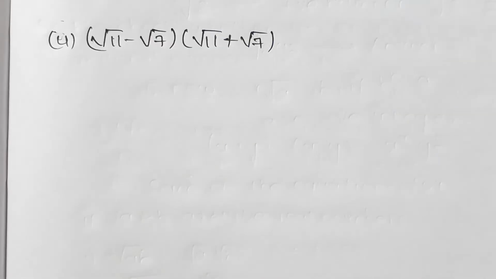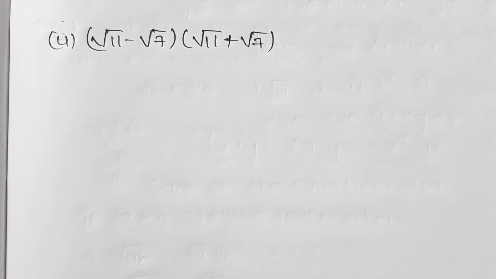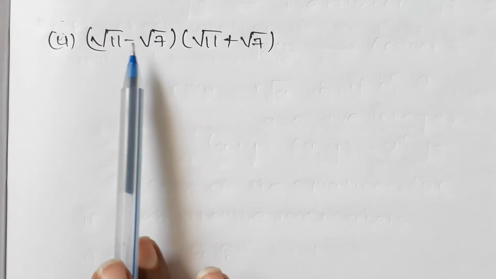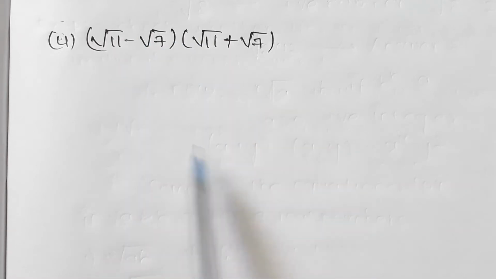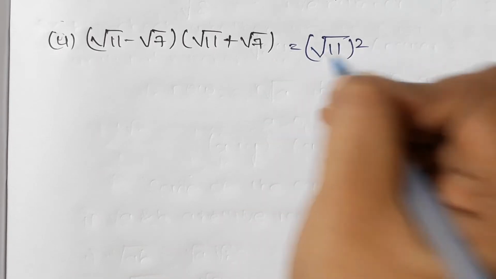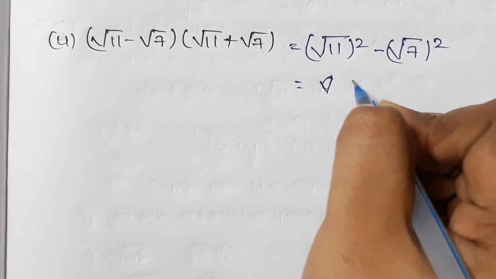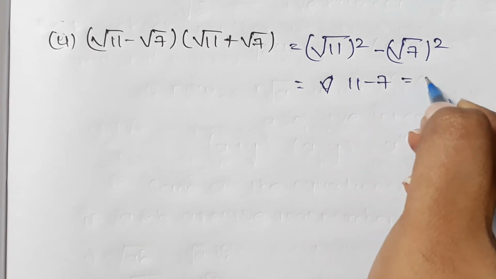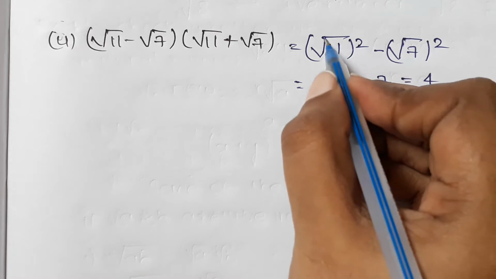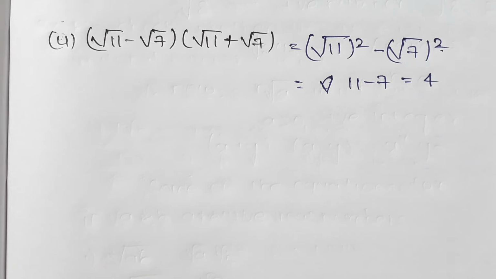And let us see another one, that is (root 11 minus root 7) into (root 11 plus root 7). This is also in the form of (a minus b) into (a plus b), that is a square minus b square, (root 11) whole square minus (root 7) whole square, that equals to 11 minus 7 equals to 4, because here square and root get cancelled in both terms and we will have 11 minus 7, that equals to 4. This is one of the examples.